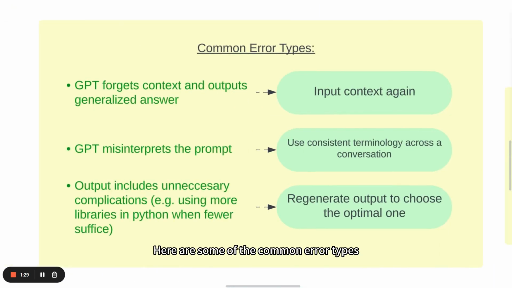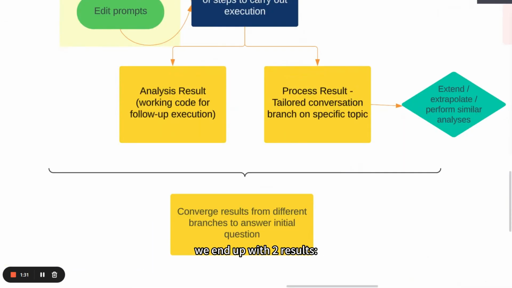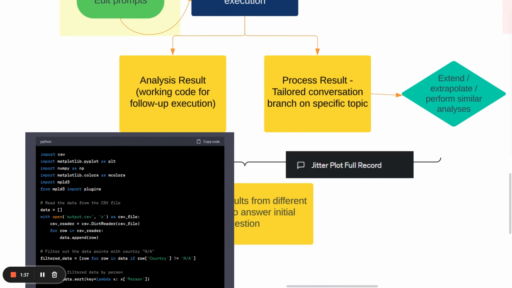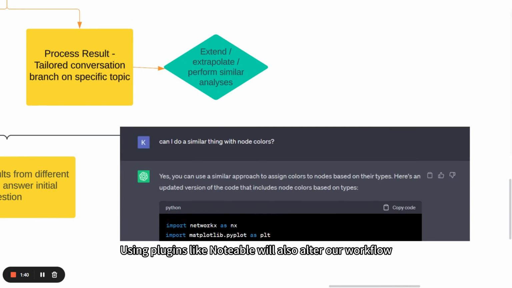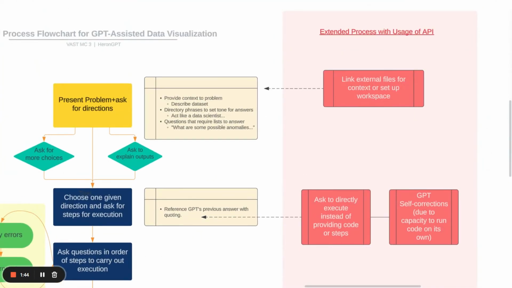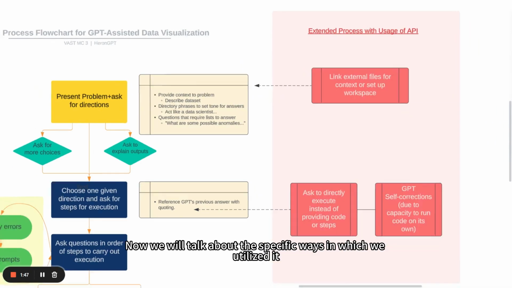Here are some of the common error types. Finally, we end up with 2 results. First, an executable code, and second, the conversation thread that can now be continued or extrapolated in cases such as when we want to perform similar analyses. Using plugins like Notable will also alter our workflow, as they enable us to interact with GPT differently. Now, we will talk about the specific ways in which we utilized it.